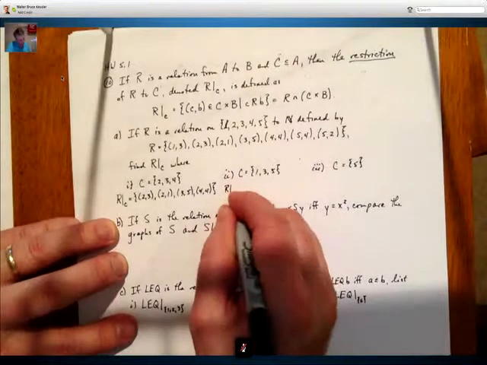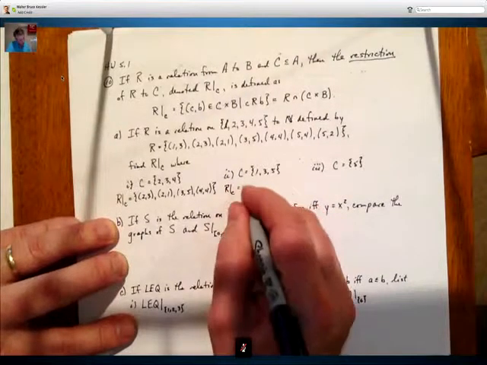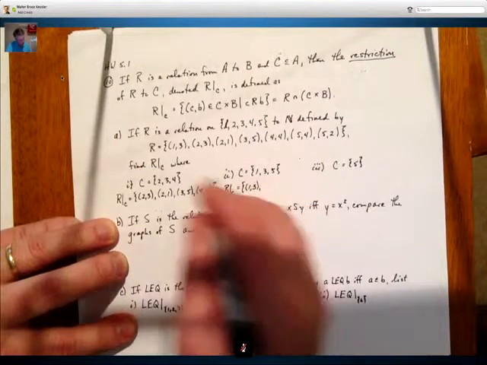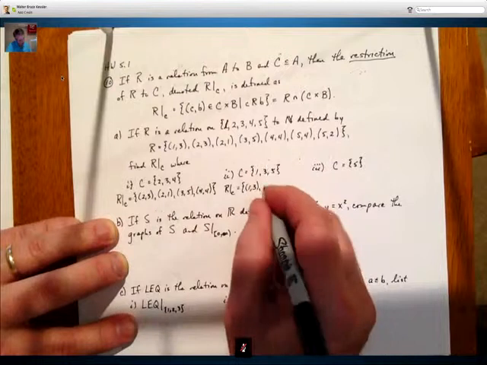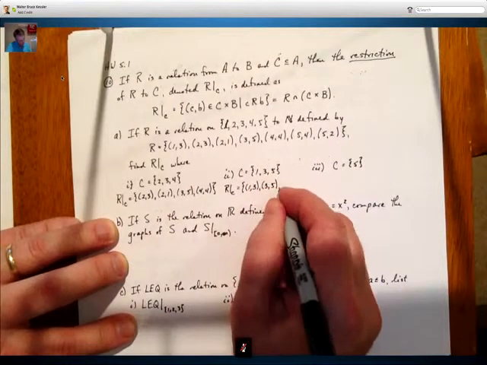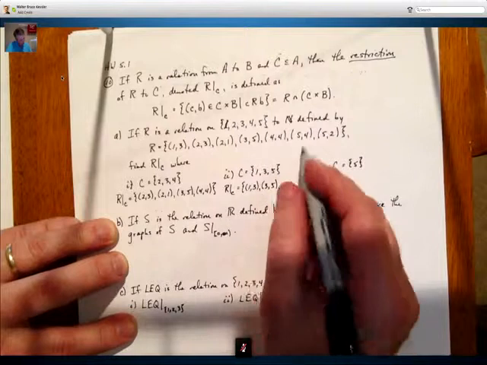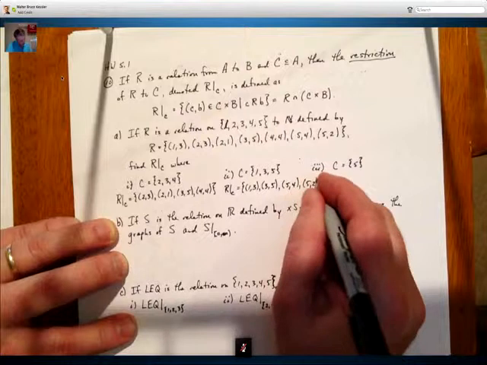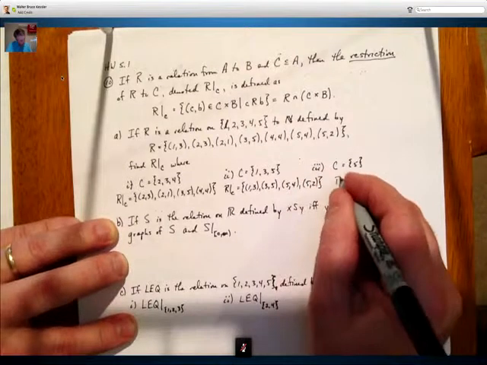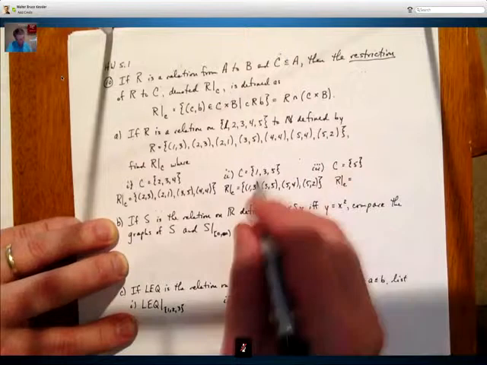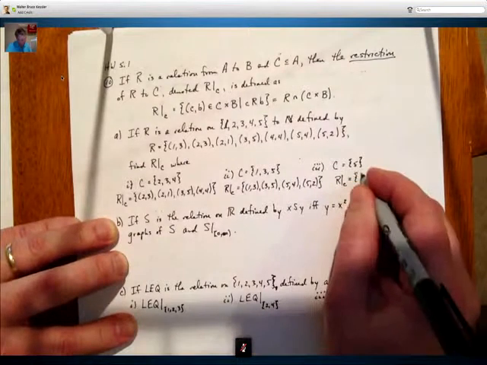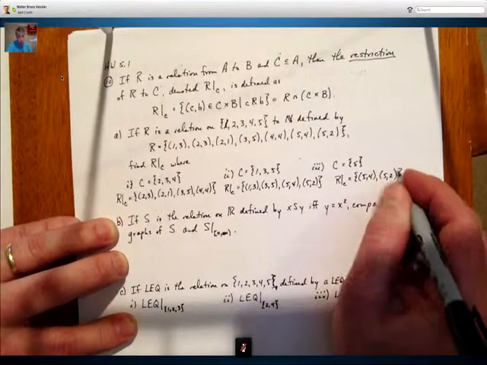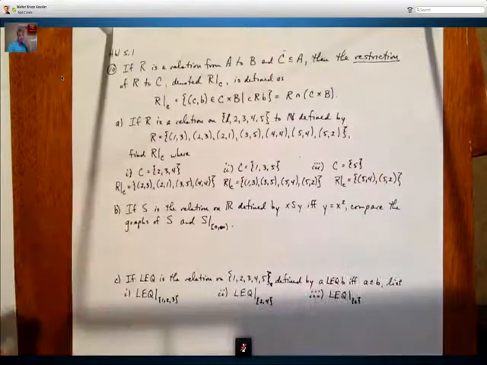With C being 1, 3, and 5, we'll take everything out of R that starts with 1. So 1, 3, and 3, 5, and 5, 4, and 5, 2. And then with C equal to 5, we just take those last two. 5, 4, and 5, 2. Okay, very good.